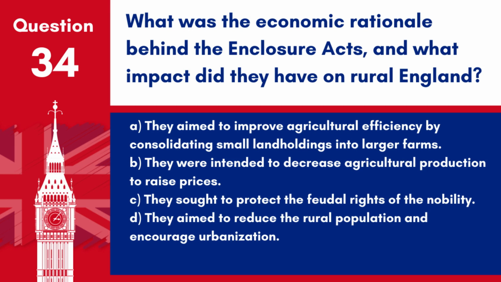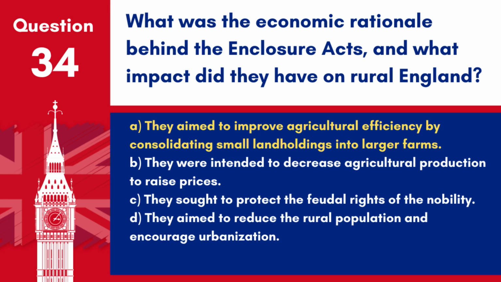Question 34. What was the economic rationale behind the Enclosure Acts, and what impact did they have on rural England? A. They aimed to improve agricultural efficiency by consolidating small landholdings into larger farms. B. They were intended to decrease agricultural production to raise prices. C. They sought to protect the feudal rights of the nobility. D. They aimed to reduce the rural population and encourage urbanization.